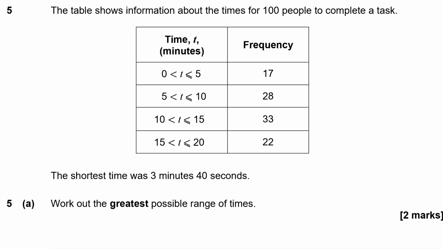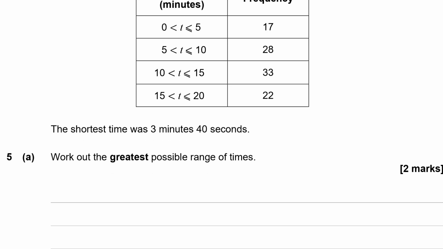Question 5. The table shows information about the times for 100 people to complete the task. So we can see that this group frequency table goes from 0 up to 20, but we're told the actual shortest time was 3 minutes 40 seconds, and we want to work out the greatest possible range of times. So we know for sure that the lowest value is 3 minutes 40, but the largest value, which we need in order to find the range, we're only given as a grouped value, somewhere between 15 and 20. So we're going to have to assume that our maximum value is at the upper end of this group.